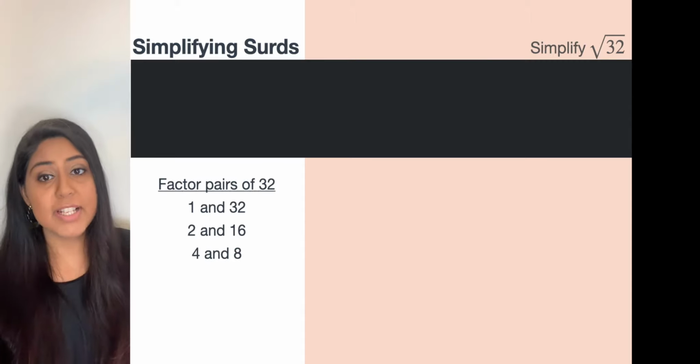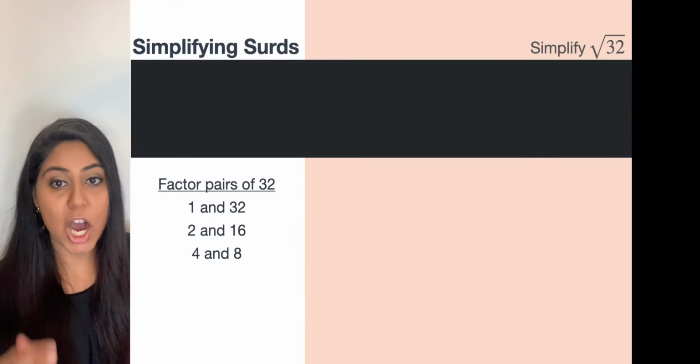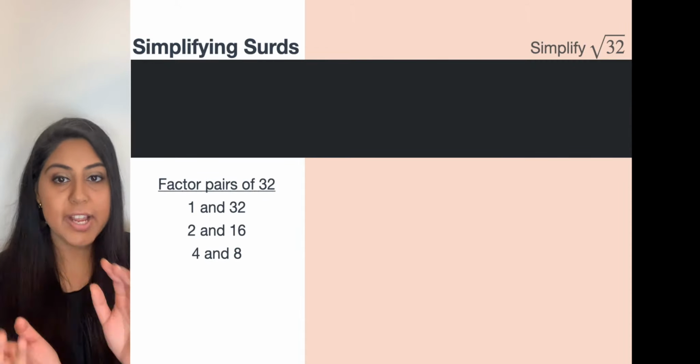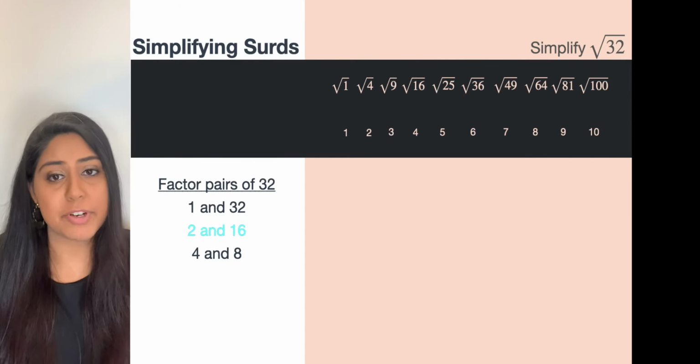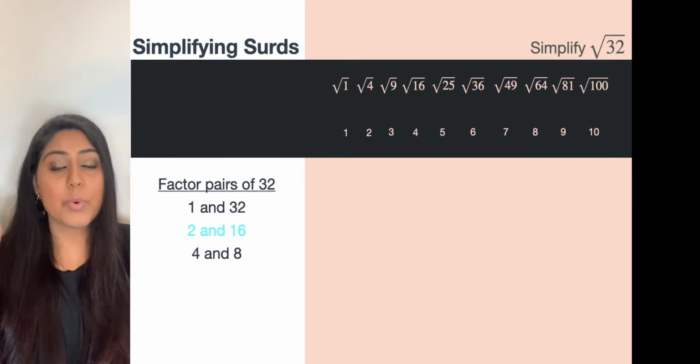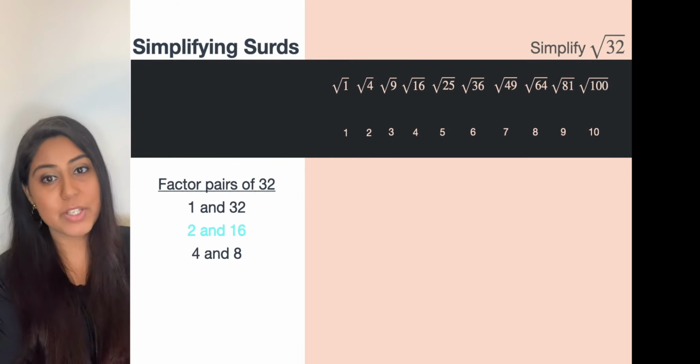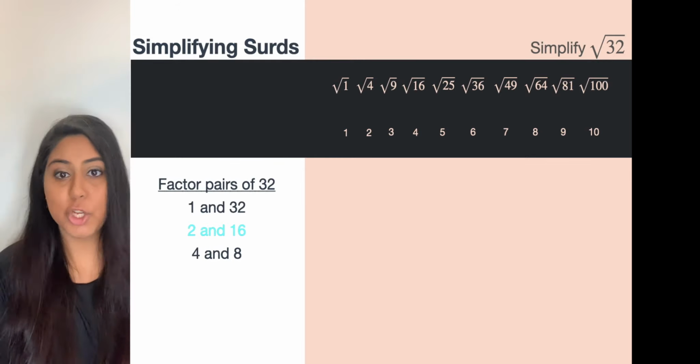Now, when you're simplifying surds, the idea is you want to pick the factor pair with the highest square number. The reason is, well, we've got that square root. That's what a surd is. It's a number that cannot be square rooted. So I want to simplify it to a number that can be square rooted. So in this case, I'm picking 2 and 16.